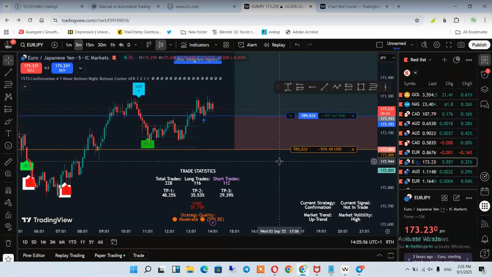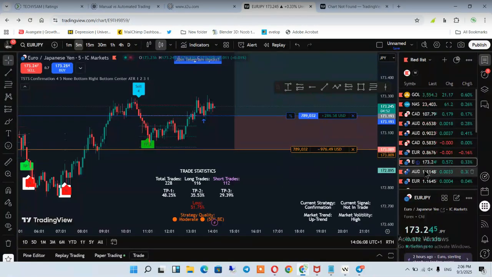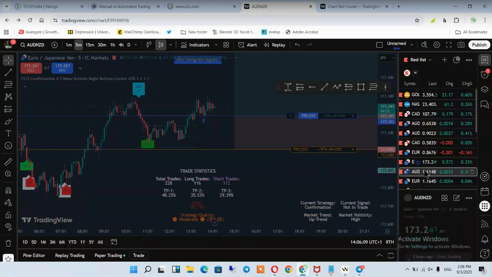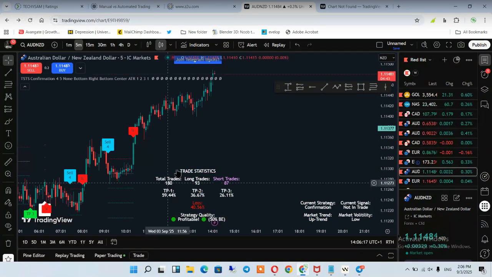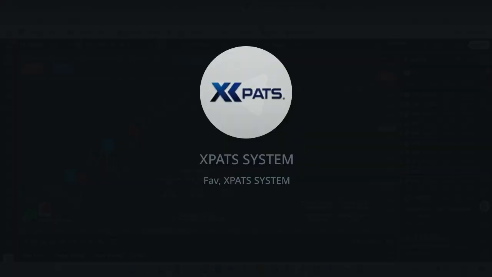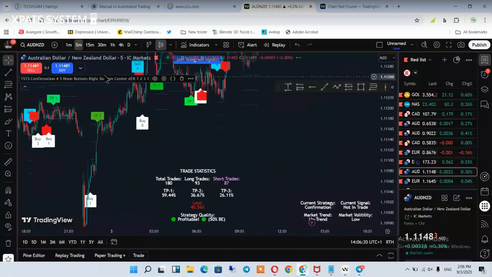Let us proceed. So the next pair we are checking on is AUDNZD. Look at it, it's very profitable on M5 time frame. So let us see today what would have been the business if we started trading today.